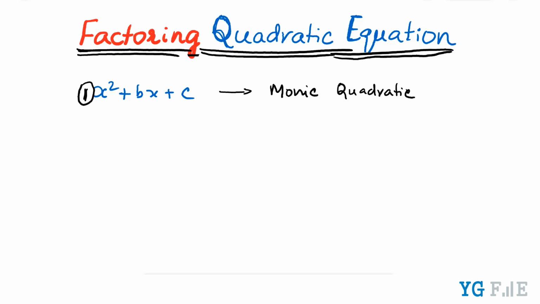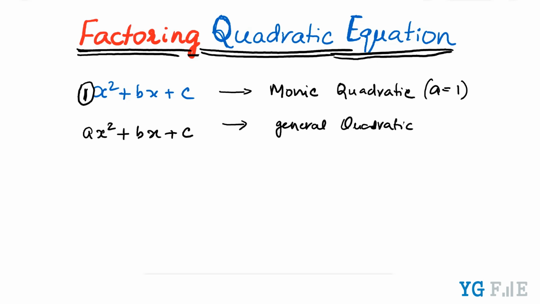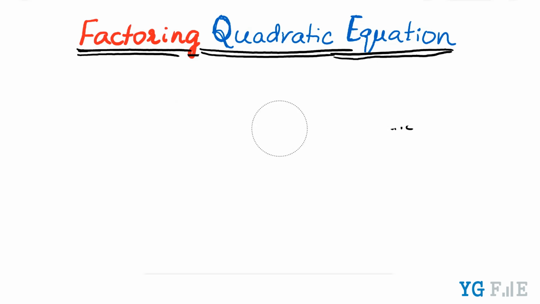So far we were using monic quadratics to factorize, where the coefficient is 1. The general form of a quadratic is ax squared plus bx plus c, where a is not 1. Here, let us say a is equal to 1. We will also try an example where the quadratic is more general and not monic, and see how to factorize a general quadratic equation where a is not 1.